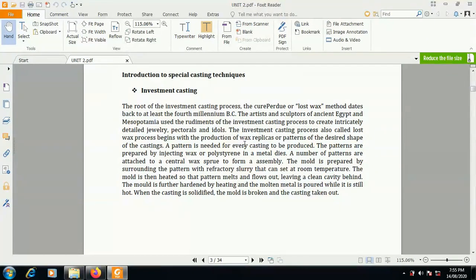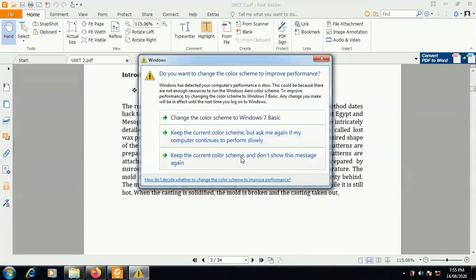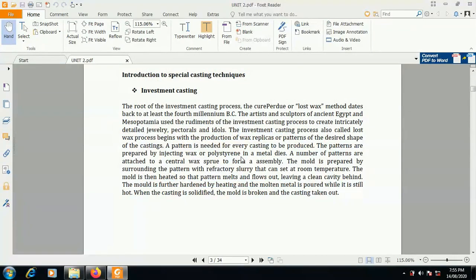A pattern is needed for every casting process. We know that if I have to manufacture a single casting, I need to make a pattern. Here we are using wax as the pattern material in the investment casting process. Up till now, of whatever processes we have seen, the green sand molding process or the shell molding process, maximum accuracy and surface finish you will achieve in this particular process. Here, initially, patterns are made by injecting wax or polystyrene in metal dies.